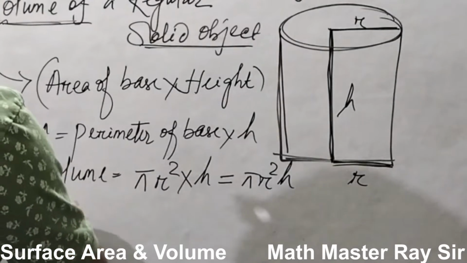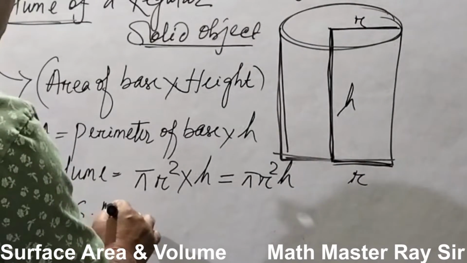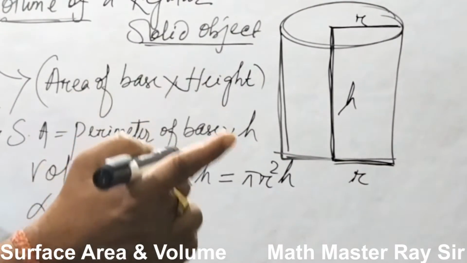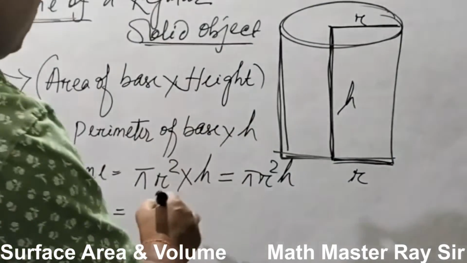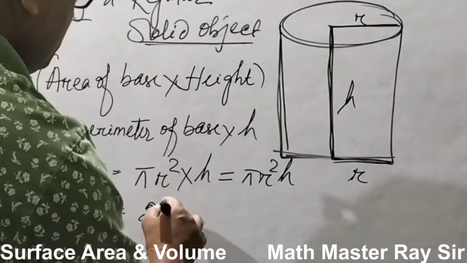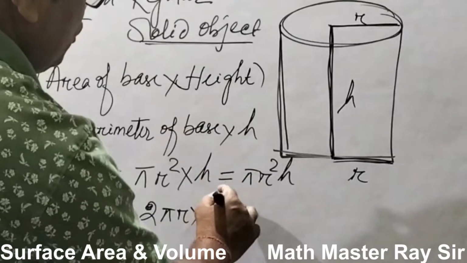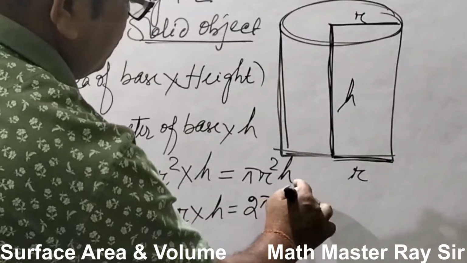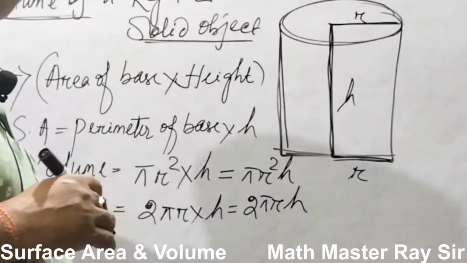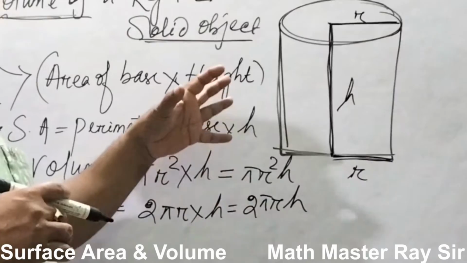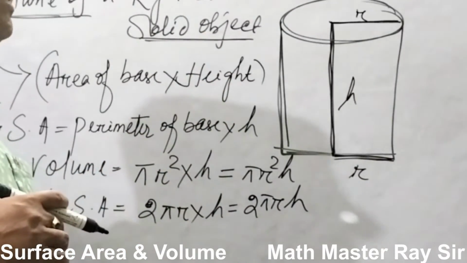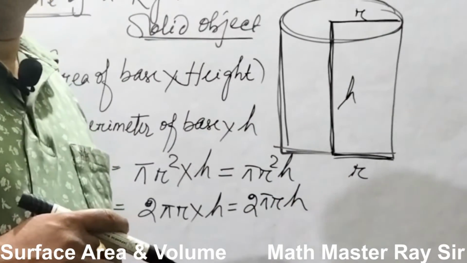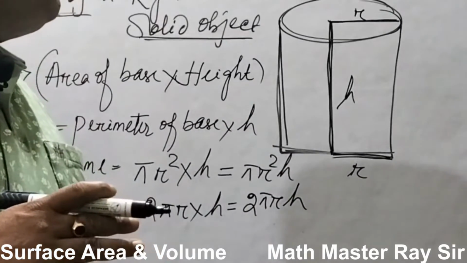And lateral surface area would be the perimeter or circumference of the circular base of the cylinder, which would be 2 pi r, and height is h. So lateral surface area you got 2 pi r h. In another way, you can also define the lateral surface area and volume of the cylinder, in the next class, because this class would be very lengthy.